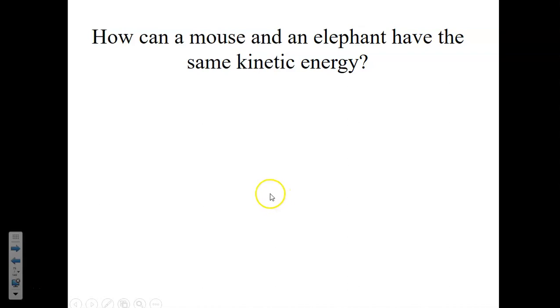So how would it be possible for a mouse and an elephant to have the same kinetic energy? I'll give you a hint, there's actually 2 ways. All right. One is if the mouse and the elephant are both stationary, they both have 0 joules of kinetic energy. Or 2, if the mouse is moving very, very quickly and the elephant is moving very, very slowly, they could also have the same kinetic energy.